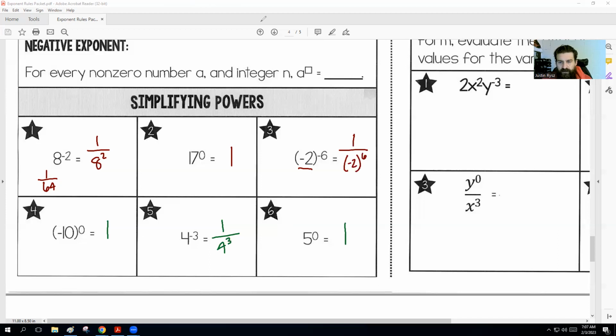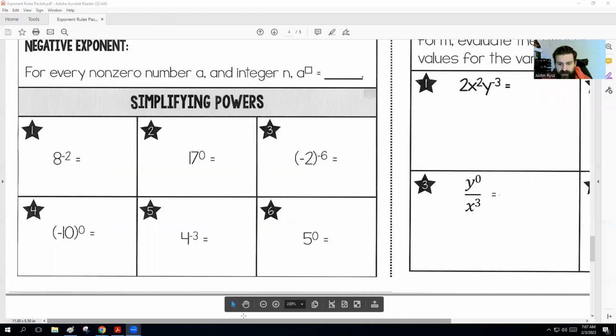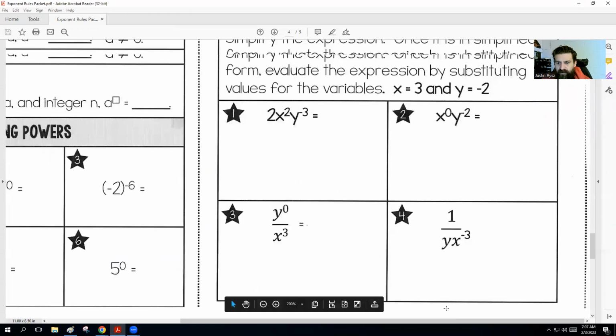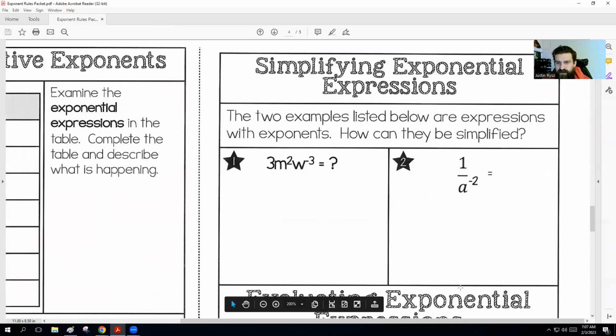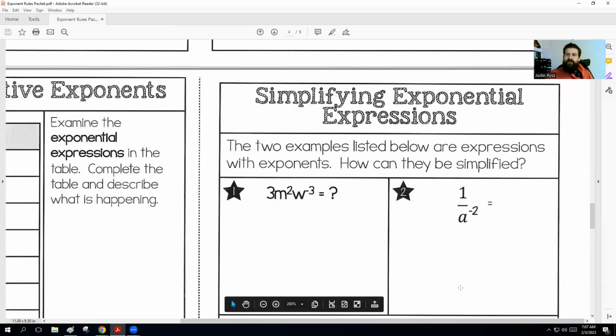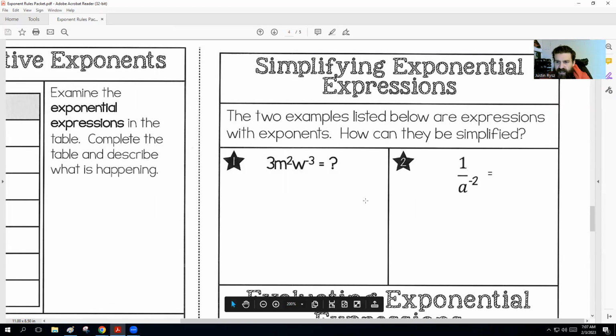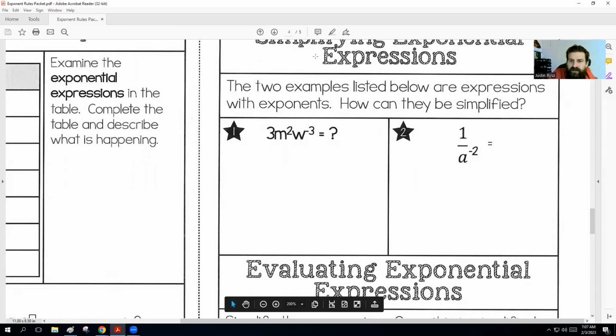Okay, hopefully we have these properties now. We've kind of realized what we've been doing all along. So now what we're going to do is combine those. How can we rewrite or simplify expressions that have multiple parts?